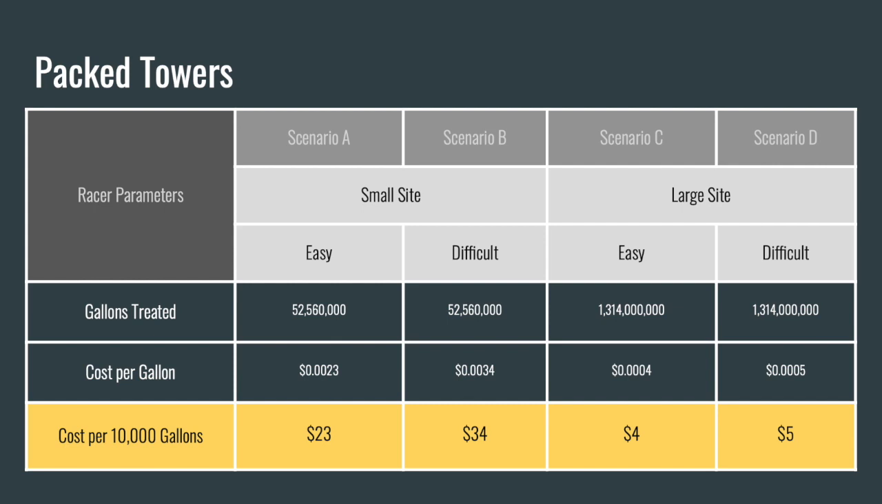Packed towers in a small and difficult scenario are the most expensive option at $34 per 10,000 gallons treated, while both tray stacks and packed towers with easy and large scenarios are the cheapest at a cost of $4 per 10,000 gallons treated. From this data, it can be seen that both forms of gas strippers are comparably priced, and the choice of which to use in each future plant will require more specification requirements.